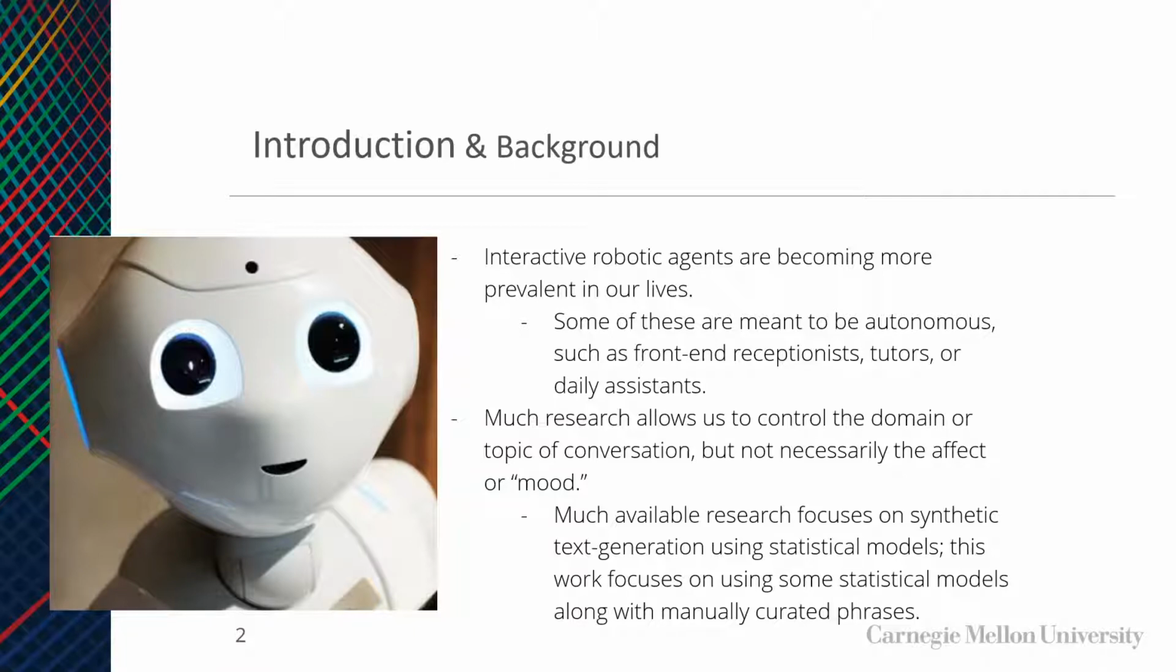What does this mean? Well, humans have all sorts of emotions, all sorts of ways of saying things, all sorts of tones and moods that they might convey. We expect robots to meet this human standard. Though much research today has shown that we're able to control the domain or topic of a conversation, we aren't yet quite able to fine-tune the emotions that a robot is trying to convey without rigorously hard-coding in a set of rules. A lot of text generation these days focuses on strictly statistical models to hone in on where words might occur. But this work focuses on using statistical models along with some manually curated phrases.